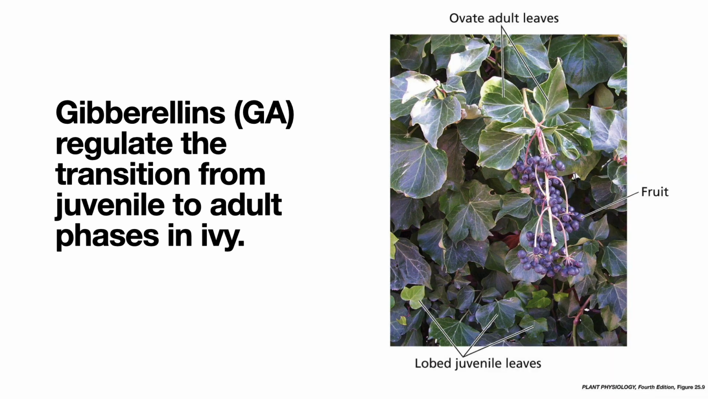Applications of GA3 to ivy causes a reversion of the adult form of ivy to the juvenile phase, as seen here. Note the differences in leaf morphology here. In other plants, such as conifer trees, GA promotes the transition from juvenile to adult phases, so plant responses to GA is complicated.